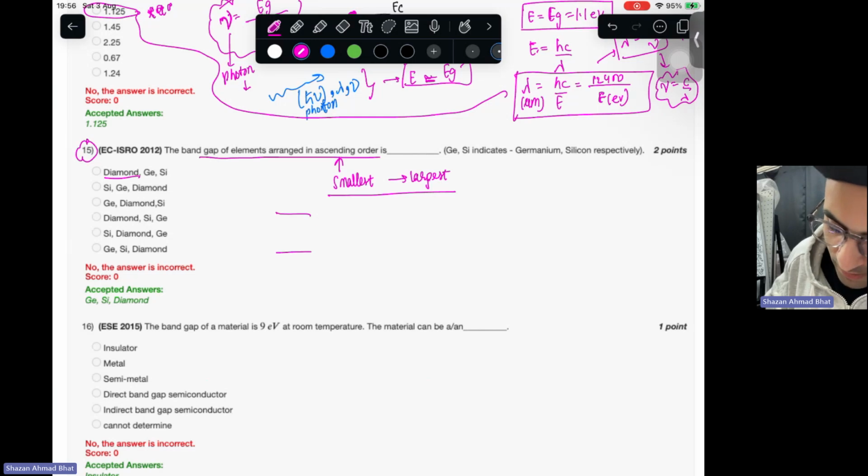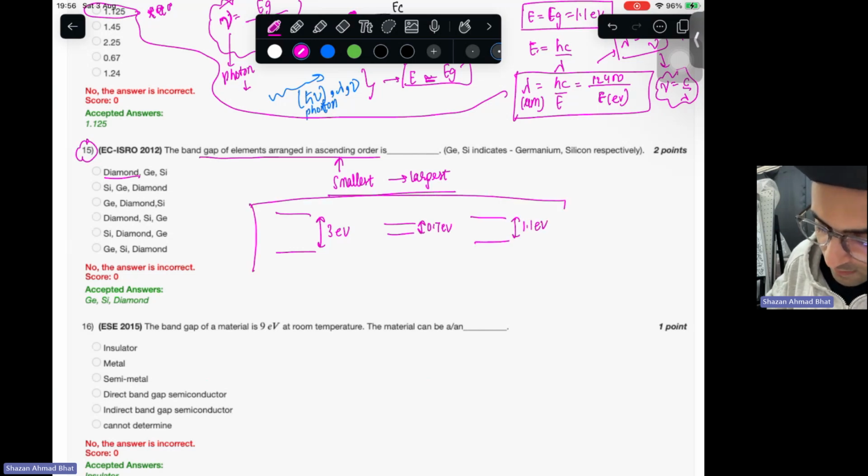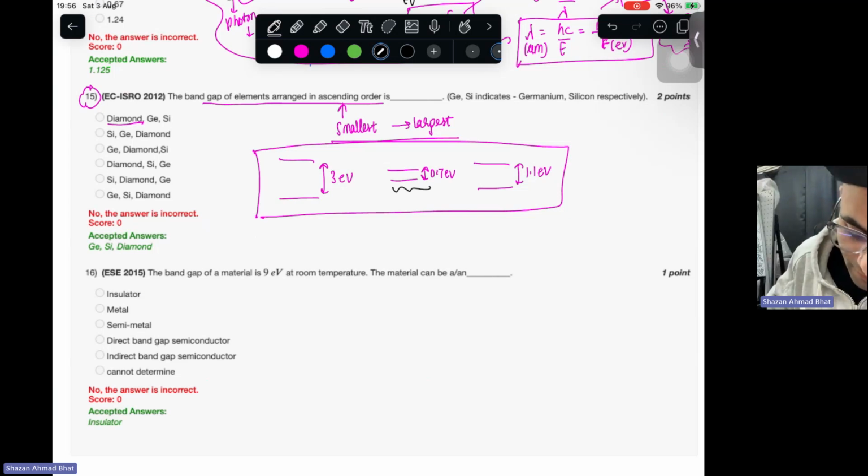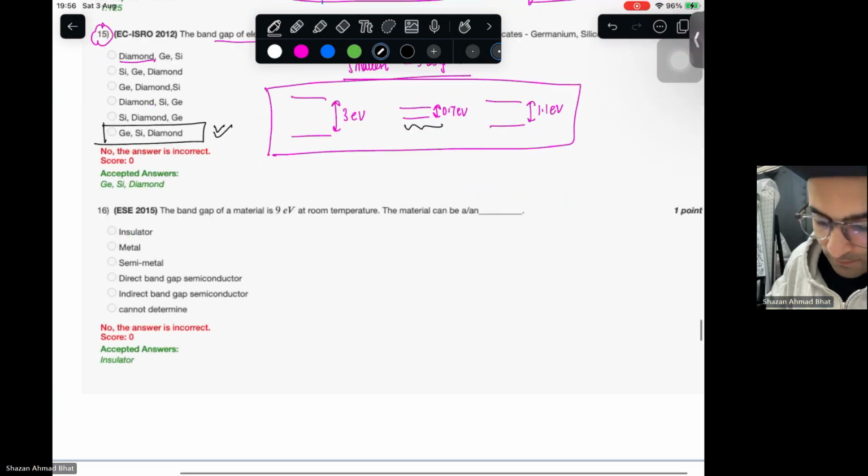It has a very huge band gap of approximately, let's say, 3 electron volts. Germanium has a band gap of 0.7 electron volts. Silicon has a band gap of 1.1 electron volts. I have drawn it to scale approximately. And so the order is that the smallest band gap is for germanium, followed by silicon, followed by diamond. So the correct answer of this question is this.